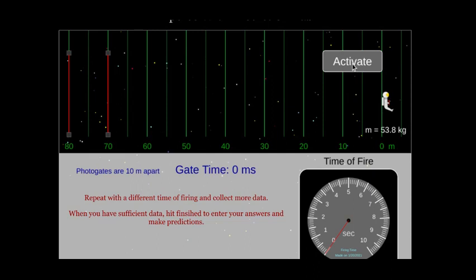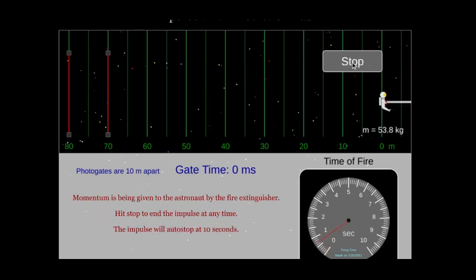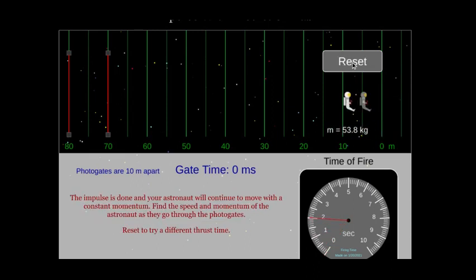So let me show you what's going on here. I hit activate, I see him moving. All right, he got really close. So there you go. Now you let him keep going, and he's going to pass through these 2 red lines, which is a photo gate. That's going to time how long it takes for him to go through the photo gate.